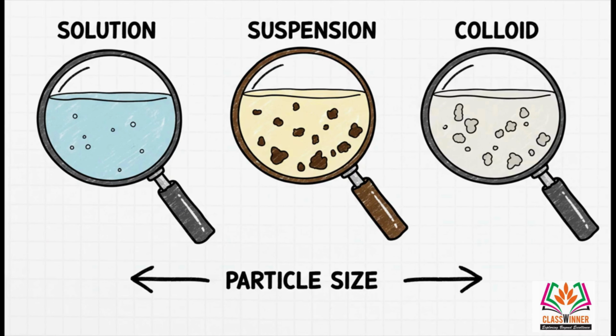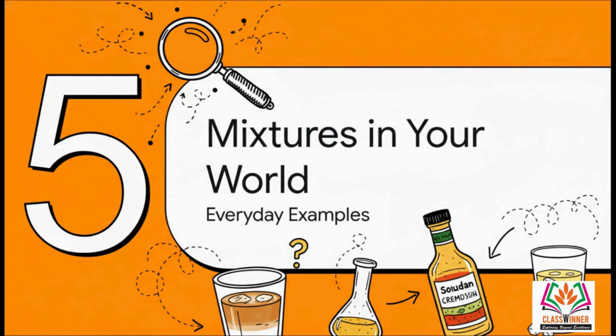So what's the one big takeaway here? The entire mystery, the whole shebang, boils down to just one thing: the size of the particles. That's it. Super tiny particles give you a solution. Big, chunky particles give you a suspension. And those Goldilocks, just right particles in the middle, that's what makes a colloid. It's really that straightforward. And this isn't just some abstract science experiment. Now that you know the clues, you're going to start seeing these mixtures everywhere. Let's take a look at where you can spot them in your everyday life.